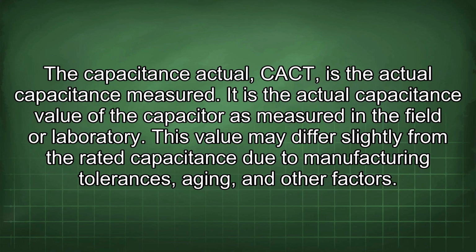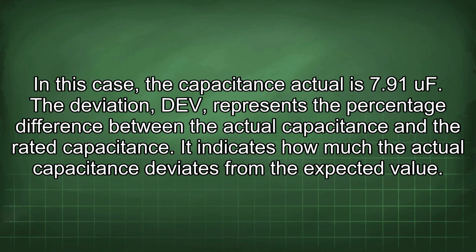The capacitance actual, CACT, is the actual capacitance measured. It is the actual capacitance value of the capacitor as measured in the field or laboratory. This value may differ slightly from the rated capacitance due to manufacturing tolerances, aging, and other factors. In this case, the capacitance actual is 7.91 UF.